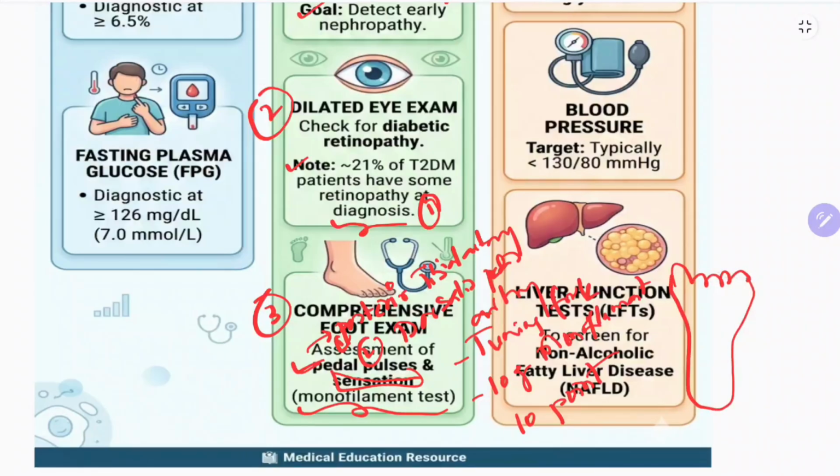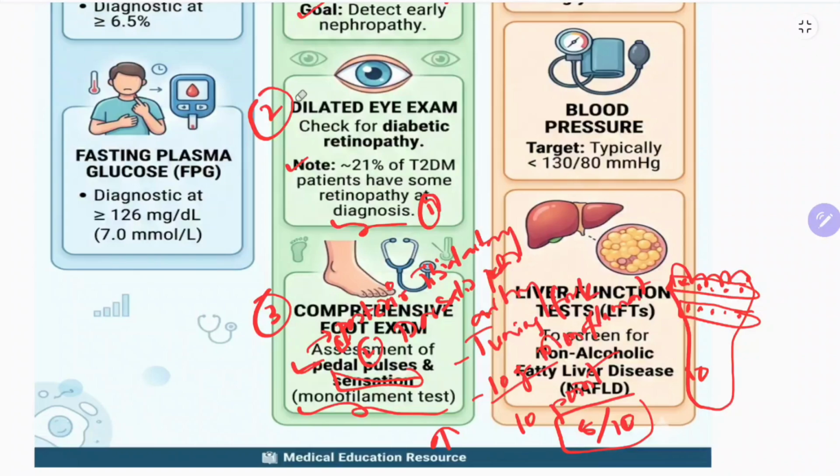Okay, 10 points will be checked here, here, here, at the tarsometatarsal joints and the first interphalangeal joints. 10 points will be measured. If at 8 out of 10 places the 10 gram monofilament touch is not felt, then the patient is very much at high risk for foot ulcers.